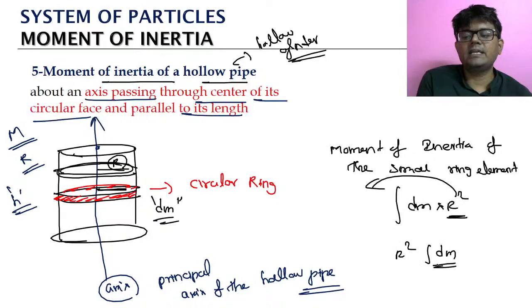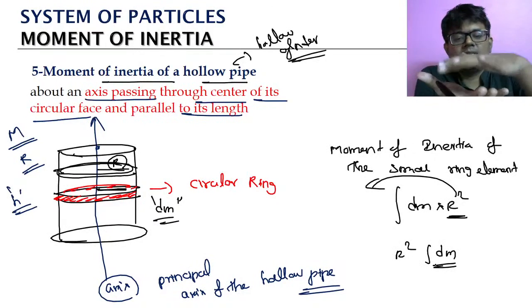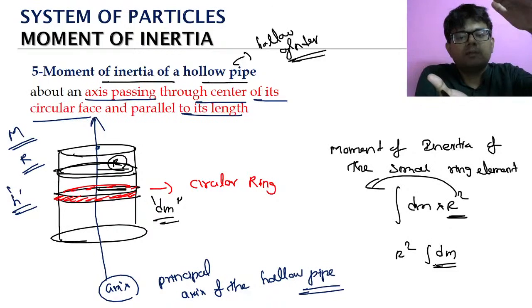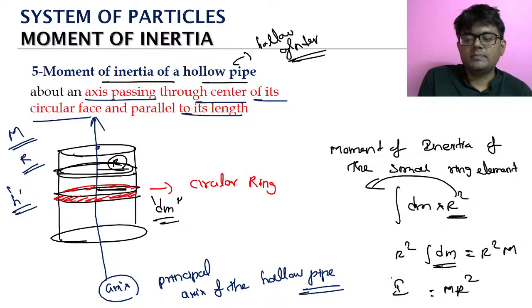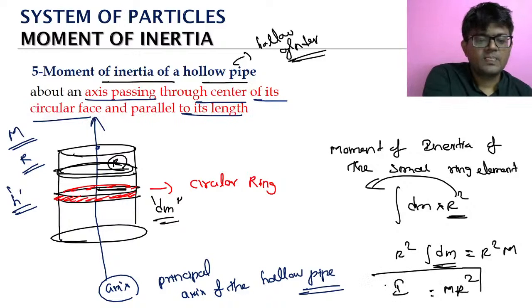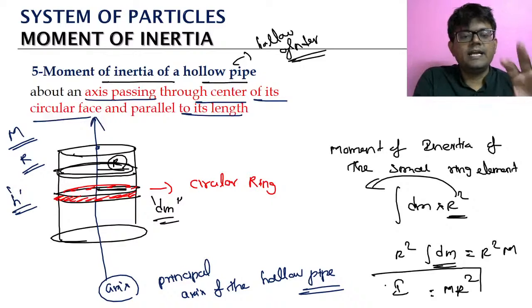So வெளியே வந்தா what you will have? Integral dm. Integral dm means like அப்படியே நம்ம அந்த ரிங்ஸோட மாஸ் எல்லாத்தையும் ஆட் பண்ண மாதிரி. ஆட் பண்ண என்ன ஆயிடும்? That will give us the total mass of the hollow pipe. So r square into capital M வரும். So which is m into r square. பாருங்க, சேம் ரிசல்ட் வருது. அதுக்கு தான் நான் சொன்னது, ஹைட் மேல டிபெண்ட் ஆகாது.